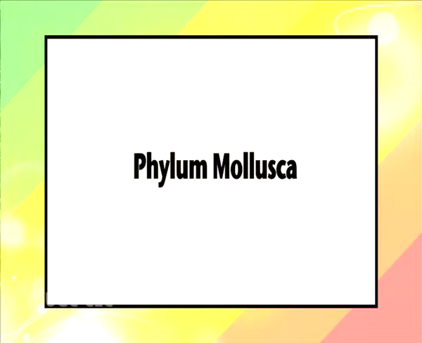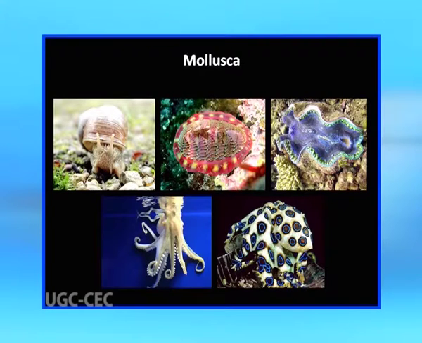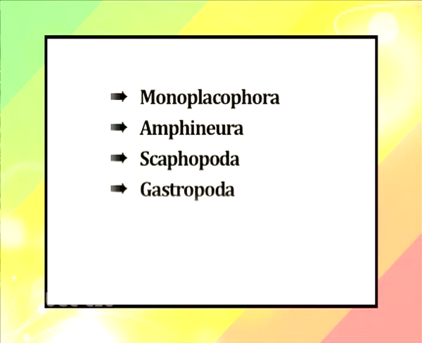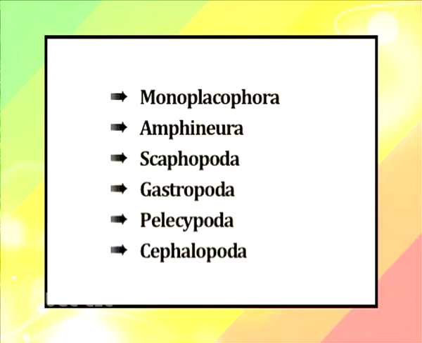Next is phylum Mollusca. The phylum includes over 60,000 species. It is the second largest animal phylum after the arthropods. The mollusk body is soft and unsegmented. They are aquatic, mostly marine, a few freshwater and some are terrestrial. The classes include Monoplacophora, Amphineura, Scaphopoda, Gastropoda, Plecheopoda and Cephalopoda.